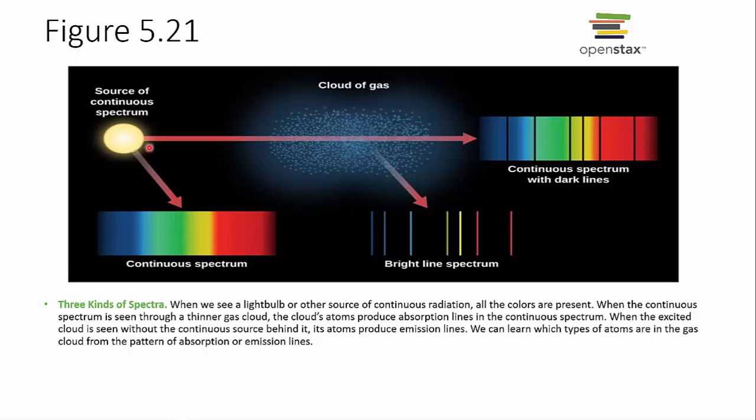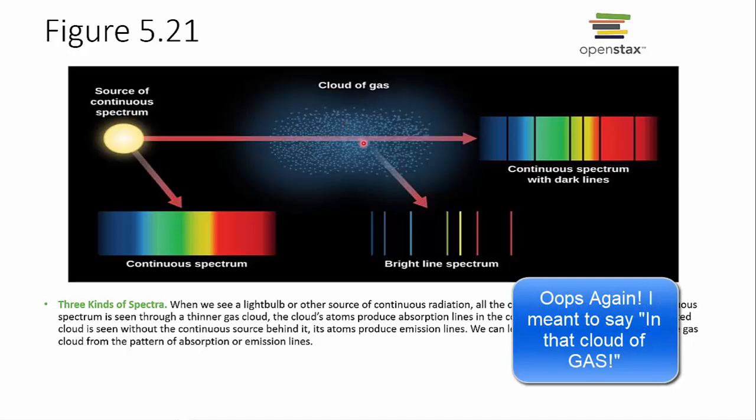However, if you take that light, the continuous spectrum, and pass it through a cloud of gas, the particles in the gas cloud will absorb their particular wavelengths of light. And when the light gets through the cloud of gas, you'll have a continuous spectrum with dark lines. Those are places where the light has been diminished at particular wavelengths. And which wavelengths are diminished depends on which atoms you have in that cloud of gas.